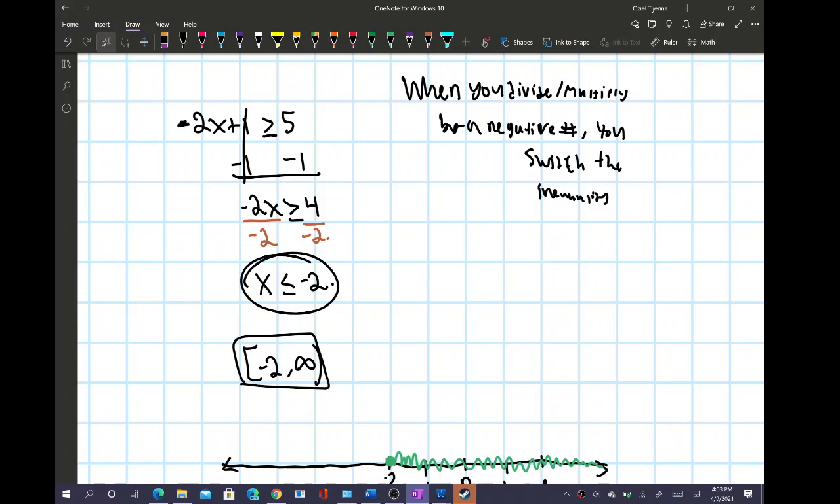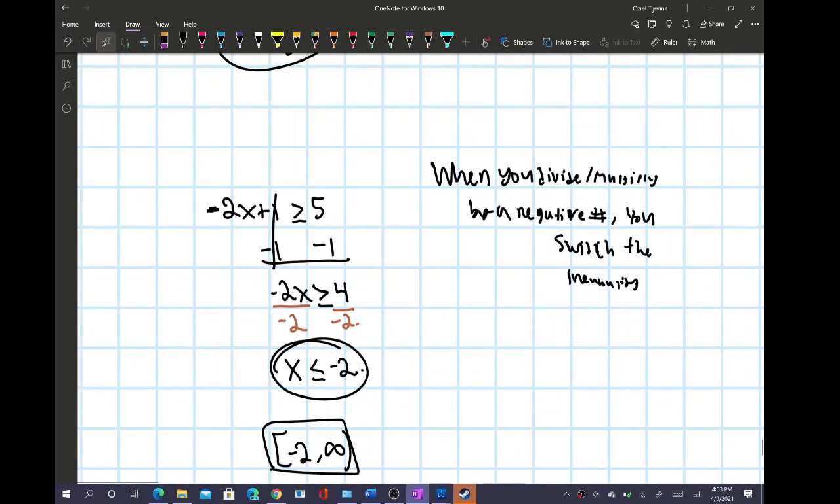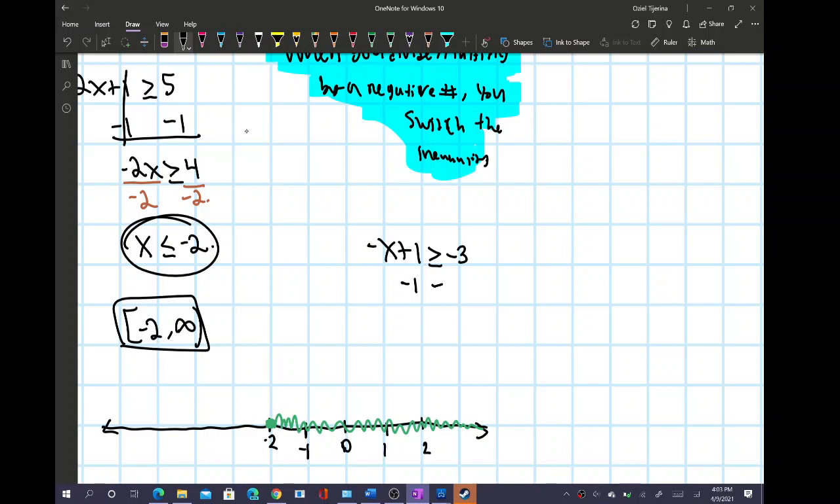The main thing is that when you solve inequalities, you have to remember the rules. There is a rule that says when you multiply or divide by a negative number, you switch the inequality symbol. That's a very important thing to remember, because if I said negative x plus 1 is greater than or equal to negative 3, then you subtract 1 and say negative x is greater than or equal to negative 4, and then I divide by negative 1 and say x is greater than or equal to 4, no, this is not correct. It's x is less than or equal to 4, not negative 4.